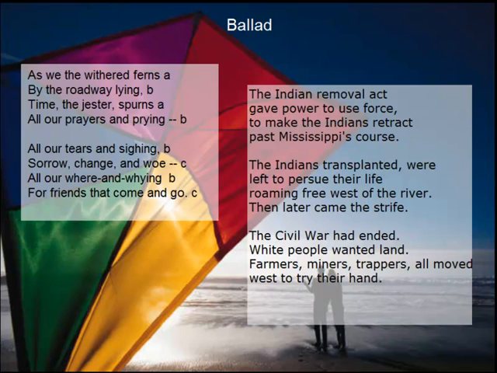The other one: The Indian Removal Act gave power to use force to make the Indians retract past Mississippi's course. The Indians transplanted were left to peruse their life, roaming free west of the river, then became the strife. The Civil War had ended, white people wanted land, farmers, miners, trappers all moved west to try their hand. So that one follows the second and fourth rhyming pattern as we discussed. So that is a ballad.